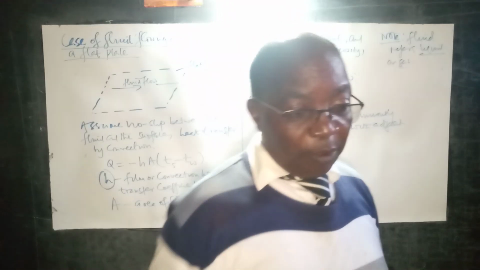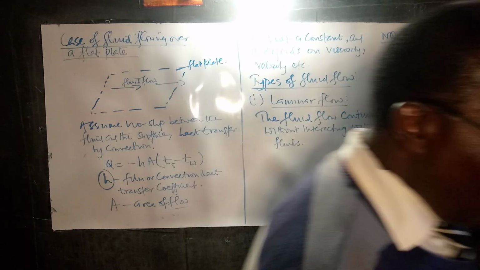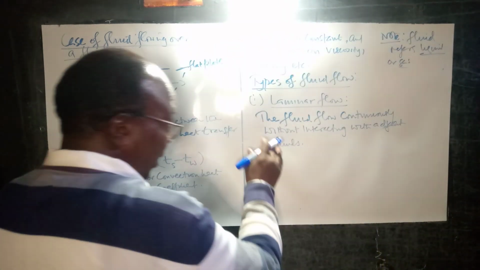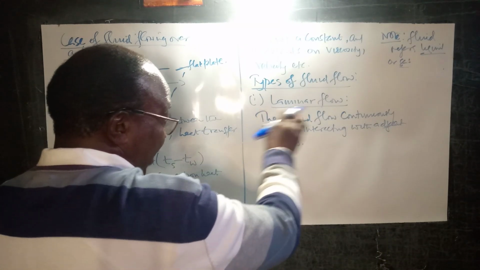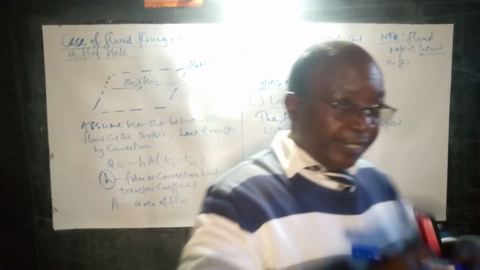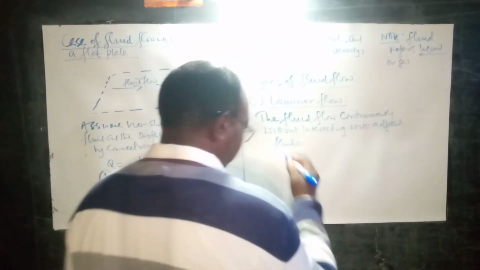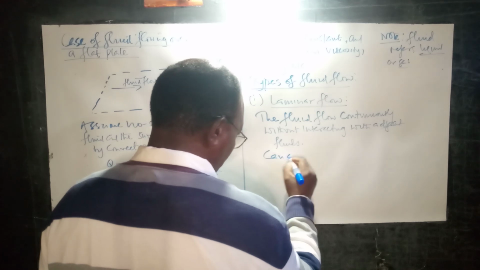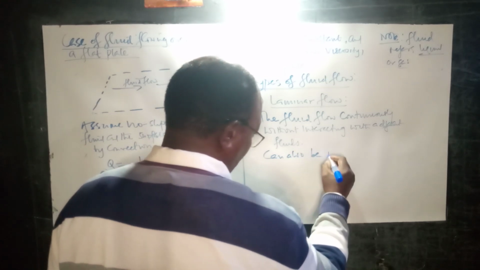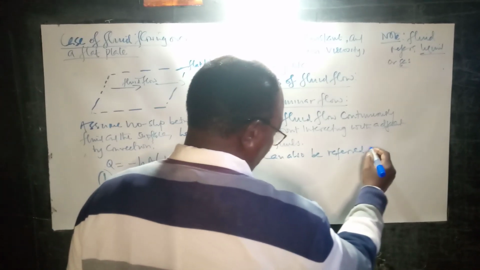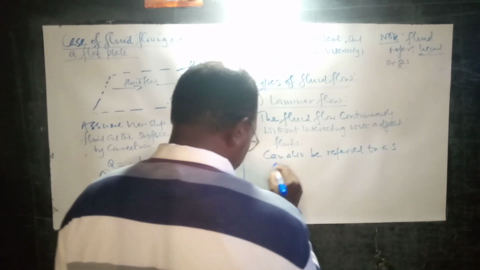And that type of flow is called turbulent flow. And so this, before we move out of that, the laminar flow can also be referred to as a streamlined flow.